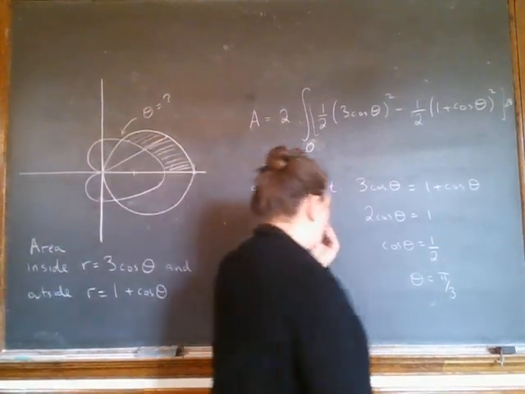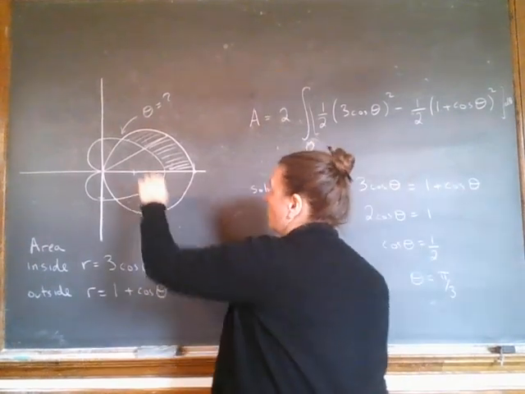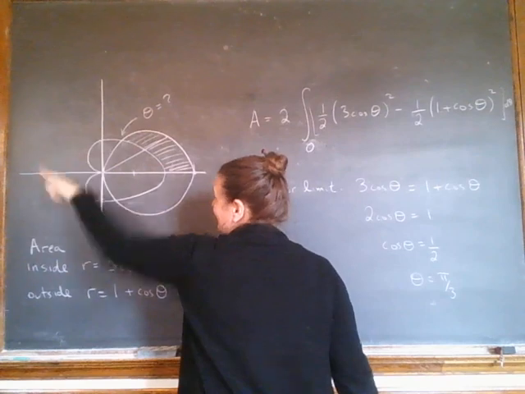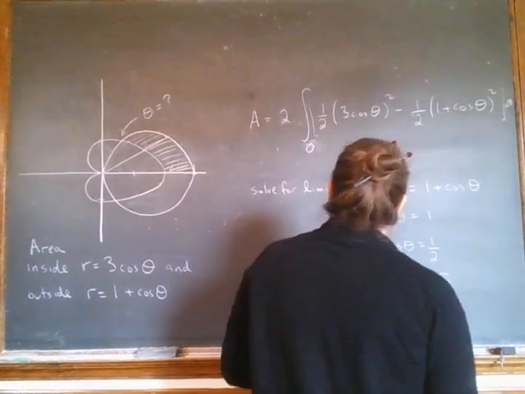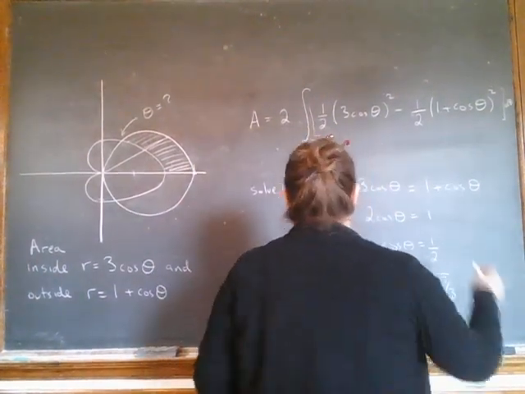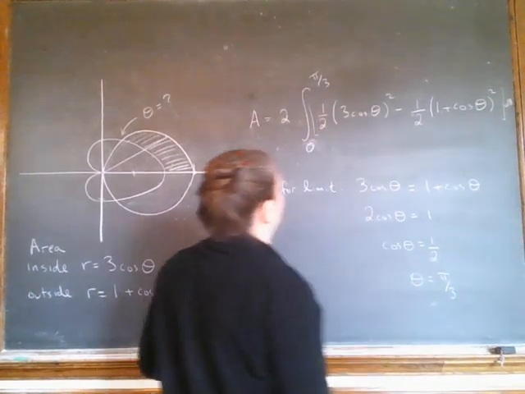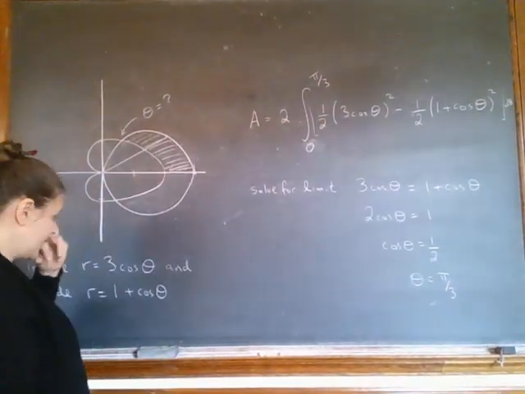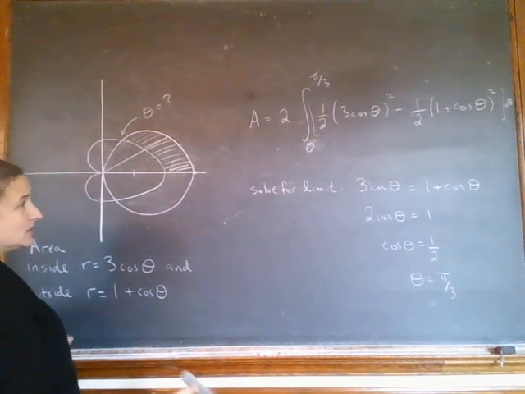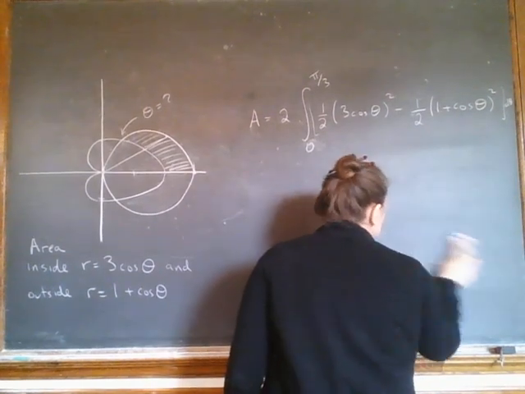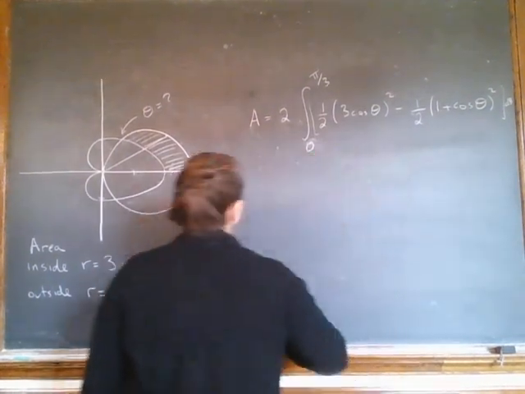Okay? But I don't want to take the integral from pi over 3 all the way to 5 pi over 3 because that would give me this portion. So it just depends on how you want to do it. That's really why I like to break it in half. Okay, so this is the integral that I'm going to do. And as you see, I've got a bunch of cosine squared terms. So let's work this out.